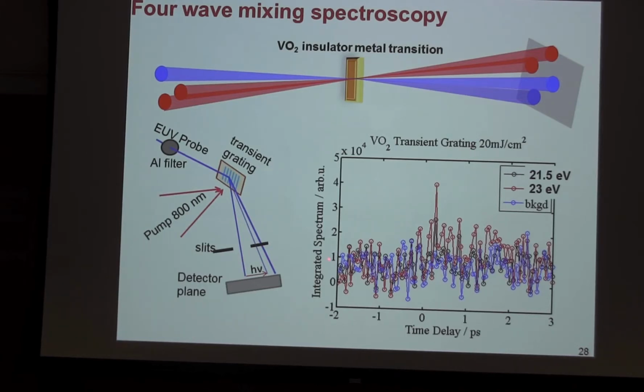And when we scan through our time delay, we actually see that 21.5 eV and 23 eV really are above the background. I admit it's a poor signal to noise up to now. We're doing these experiments; this is just a couple of weeks old, so we continue to do that and hope that we get this machine to a point where we can also look at molecular systems.